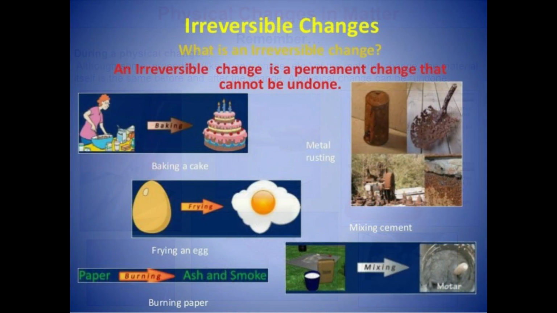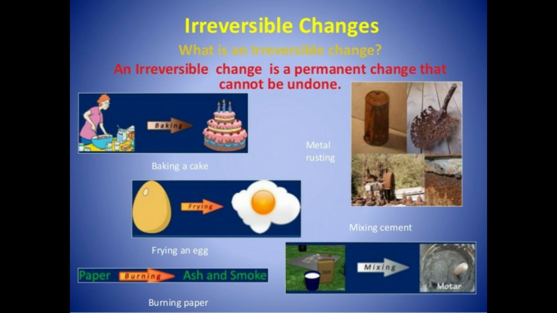Now, this poster takes a closer look at chemical changes. Notice that it calls it at the top irreversible changes. That means it cannot be changed back. Once it's done, it's done. It says, what is an irreversible change? An irreversible change is a permanent change that cannot be undone.